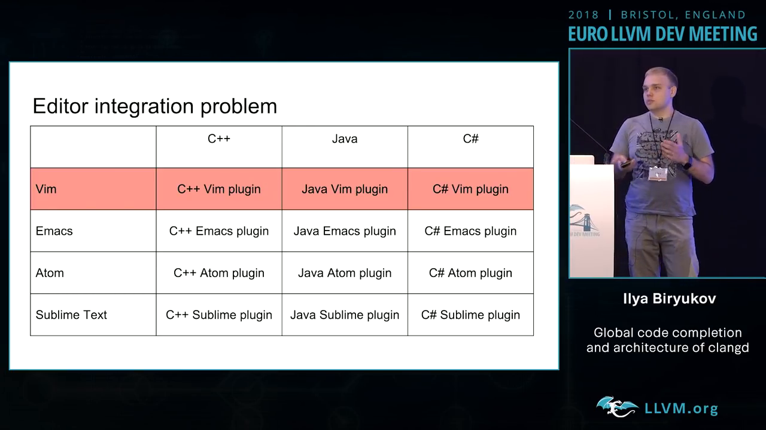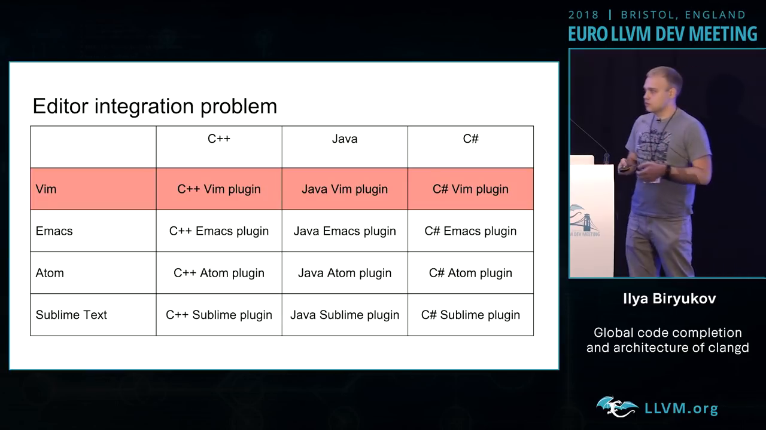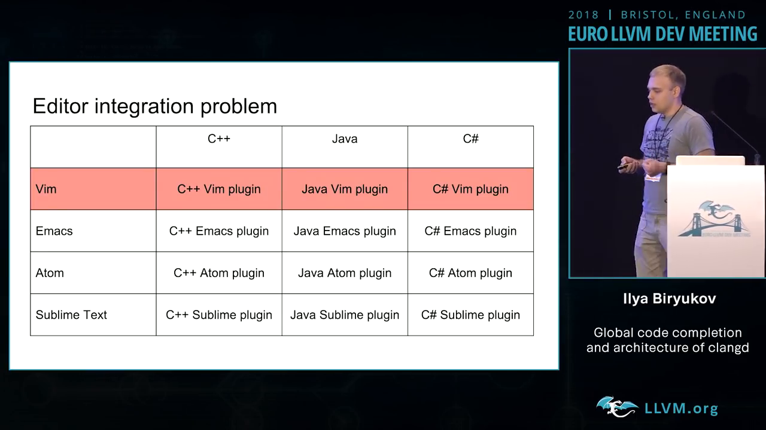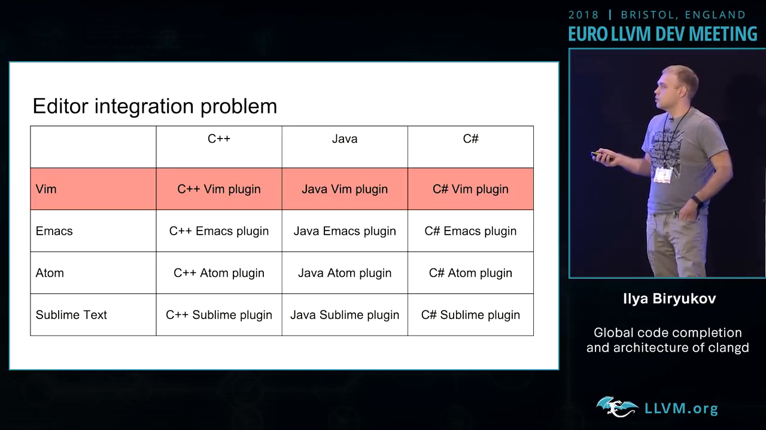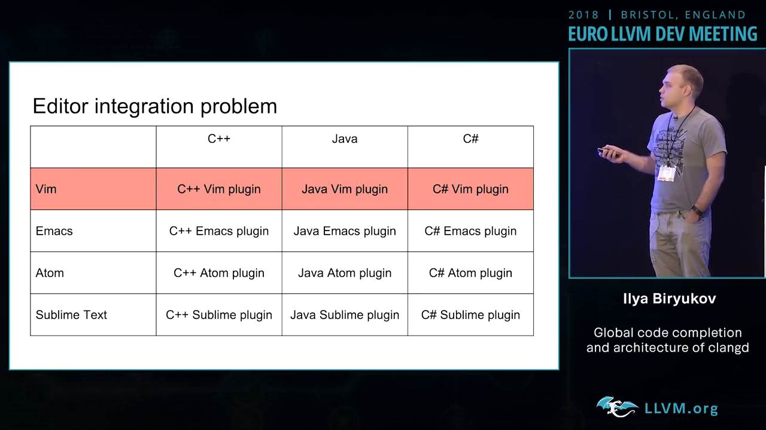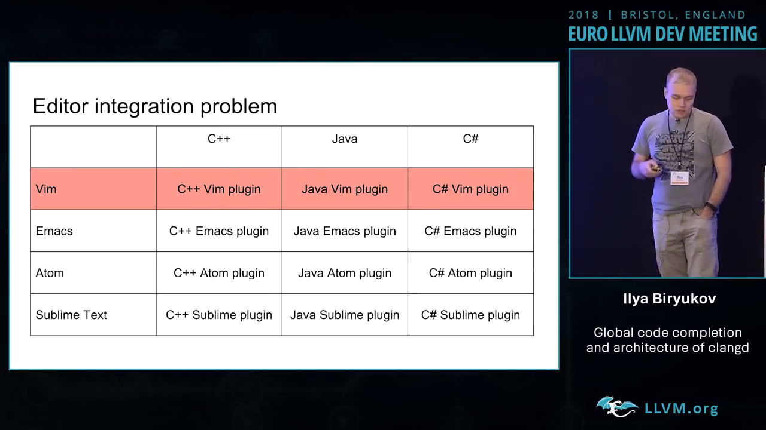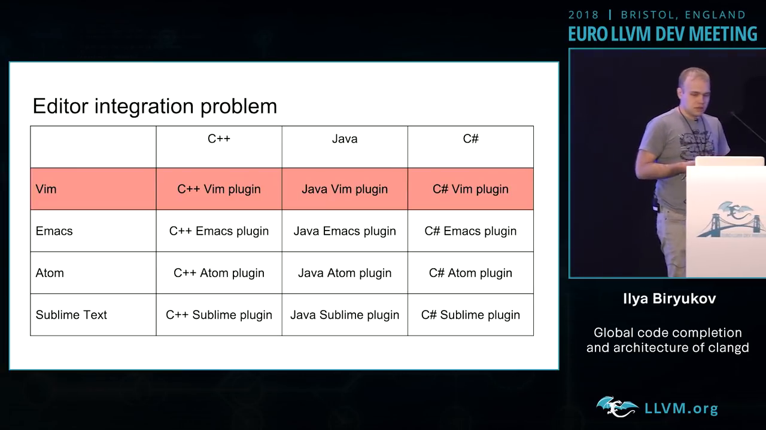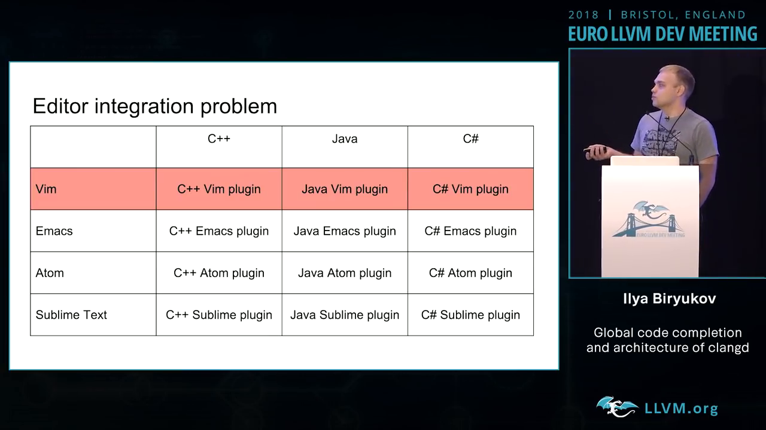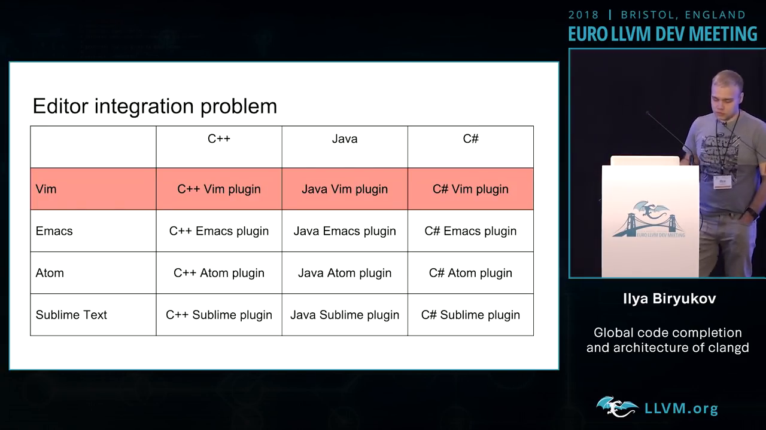Some of the things might not be available in the editor, and you would want to also extend the editor to do that. And if you don't share code on this dimension, you end up with situations where users have different experience if they use Java plugins in Vim and C# plugins in Vim. And this is not ideal, and it's also a repetition of a lot of work.